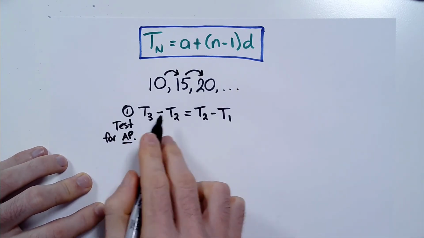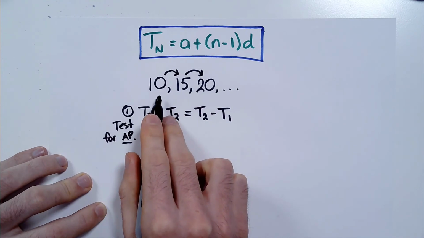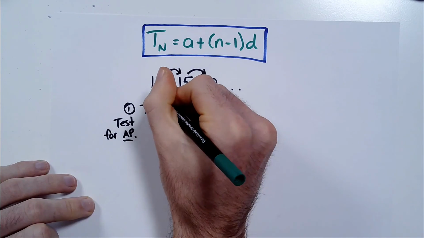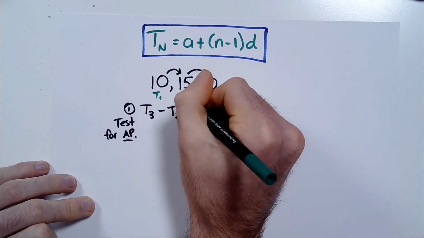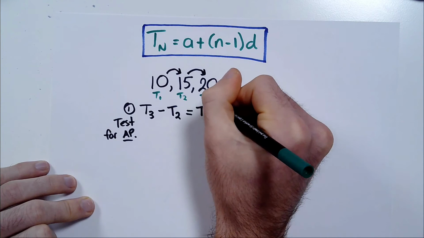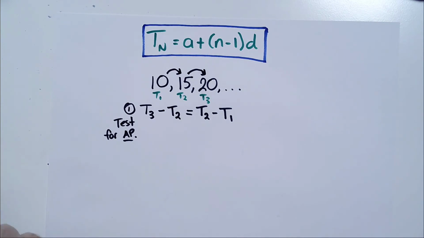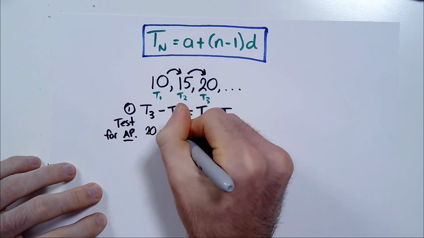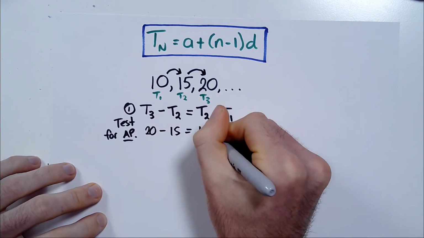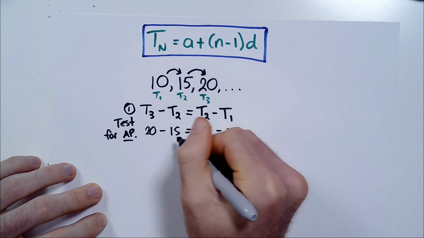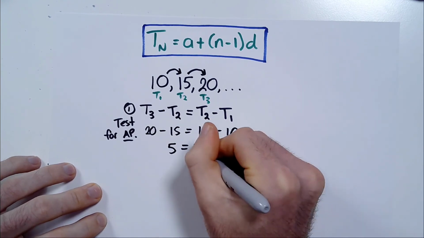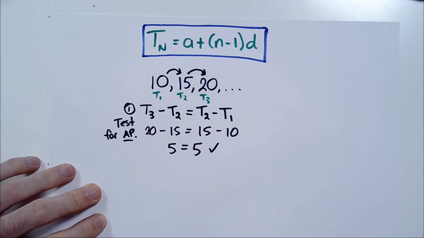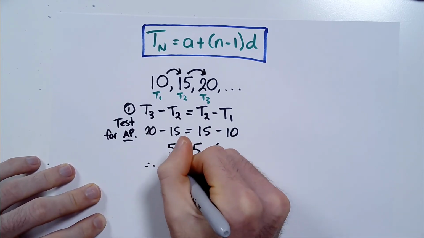What is the third term here? Well, you always look in order. So the first term you see on the left is T1. That's T1, 10. That's our second term. T2 is 15. 20 is our third term, so we call that T3, term 3. Now, the third term, 20, minus the second term, 15, we have to see that it is equal to 15 minus 10. So we have 20 minus 15, which is 5. 15 minus 10 is 5. There you go. The numbers are the same on both sides. So we give it a tick, and we say, therefore, we do have an AP.